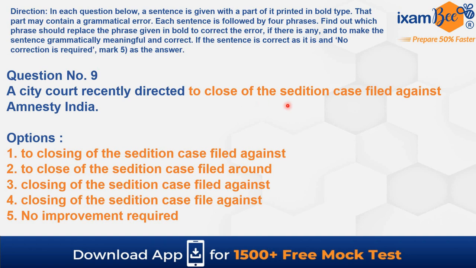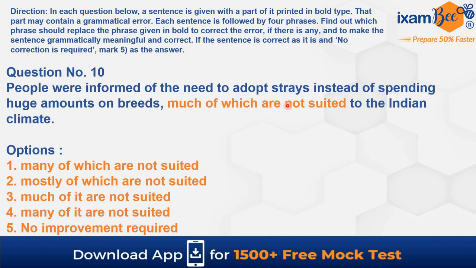Okay, let's move to next question. People were informed of the need to adopt strays instead of spending huge amounts on breeds. See, we have much here. Much is a determiner that you use with uncountable nouns, but breeds is a noun that is countable. So you don't have to use much, you have to use many. This is the difference we see in the usage of uncountable and countable nouns. So you use many with countable and much with uncountable nouns. So it has to be many, right?